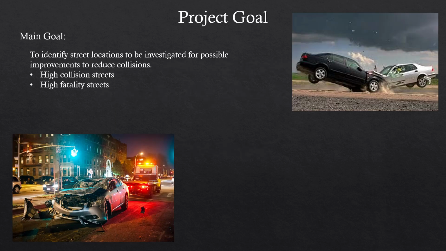So the main goal of this project was to take state collision data and try to use it to identify street locations that needed to be investigated for possible improvements to help reduce collisions. The way this would be done would be to compute high collision streets and high fatality streets.